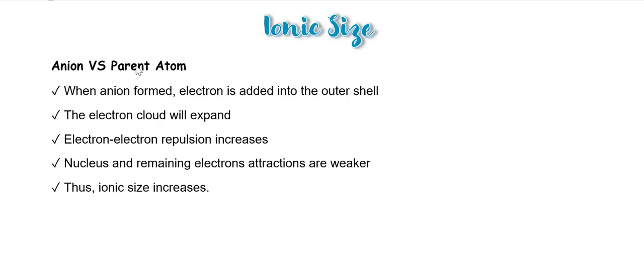For anion, the comparison of the ionic size of anion and its parent atom. So anion ni adalah negatively charged ion. For example, if I take chlorine, when the chlorine atom becomes a chlorine ion, Cl minus ion, it means that this chlorine atom will add one electron. So kita akan tambah satu electron pada outer shell of this atom. Baru dia jadi Cl minus. So when an anion forms, electron is added into the outer shell.